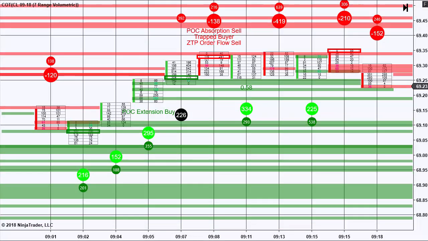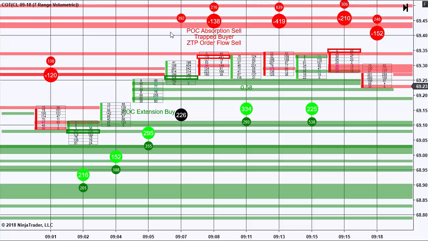Looking at this on a higher time frame chart, again we have an absorption zone in the area where the ZTP order flow signal was given, and immediately following we have the creation of extension zones, all the way up to the top where we have extension zones to the sell side, and again the POC absorption sell, the trap buyer, and the ZTP order flow sell on a higher time frame chart.